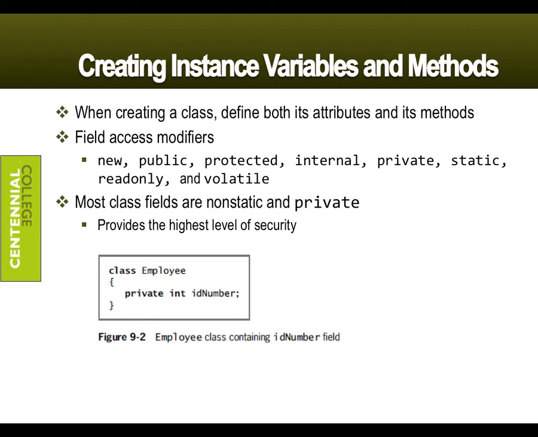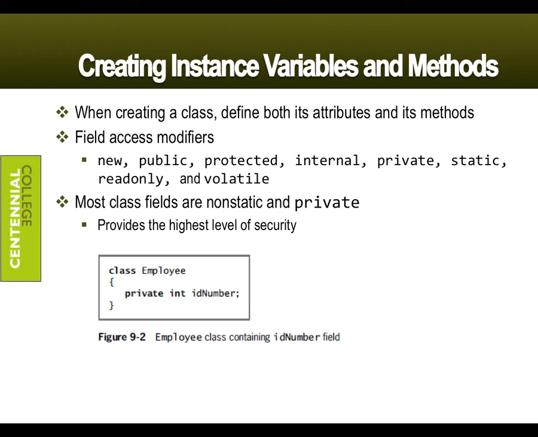Again, when we create our class, we need a couple things, right? We define both your attributes or properties. That's another way to say it. Attributes, properties, class variables, instance variables, fields. They're all pretty much the same thing, right? And its methods.